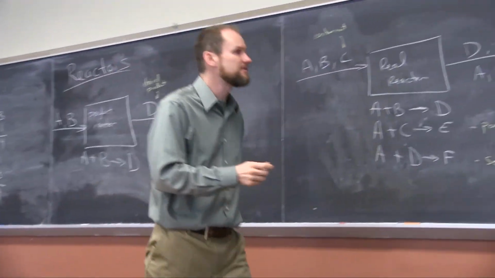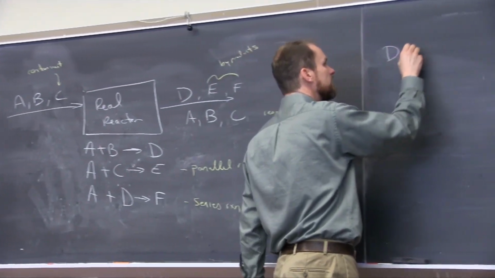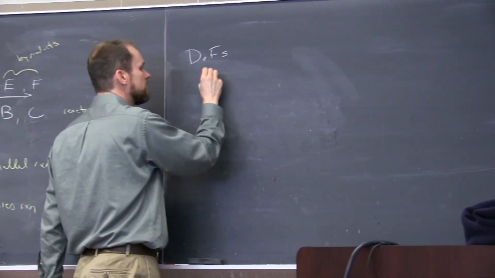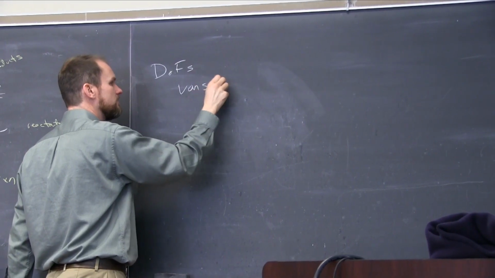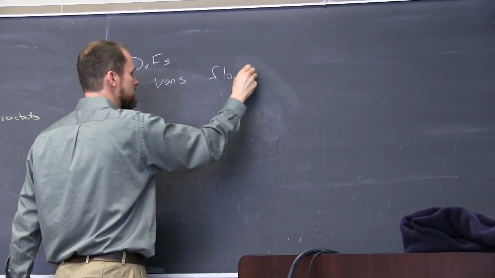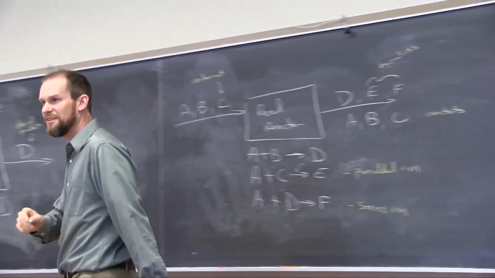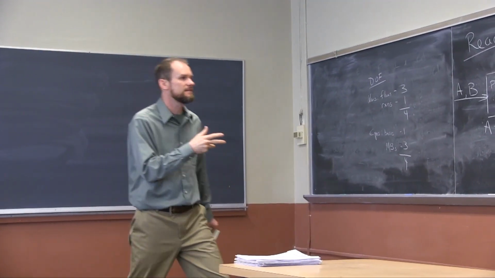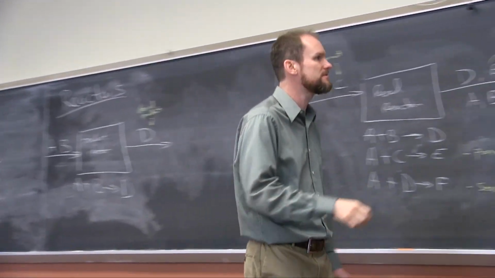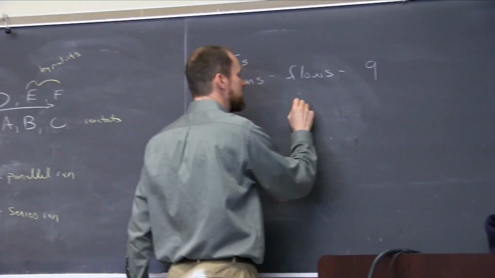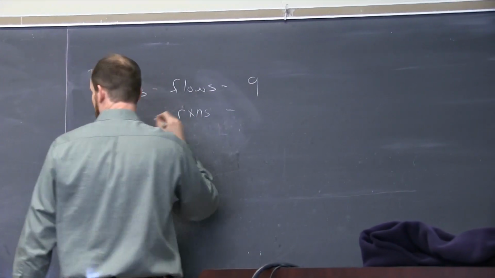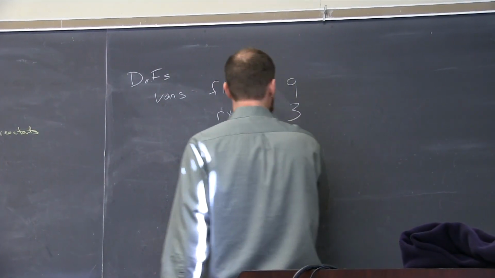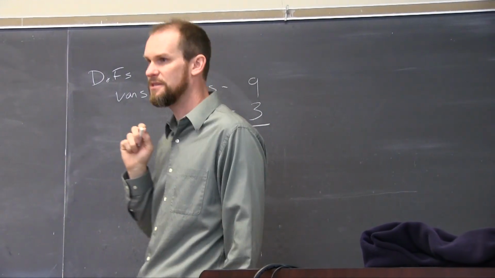Okay, so now if I do my degrees of freedom, variables, how many flows do I have? A, B, C, D, E, F, A, B, C. I've got 9 flows. How many reactions? 1, 2, 3. So now I've got 12 variables to keep track of.